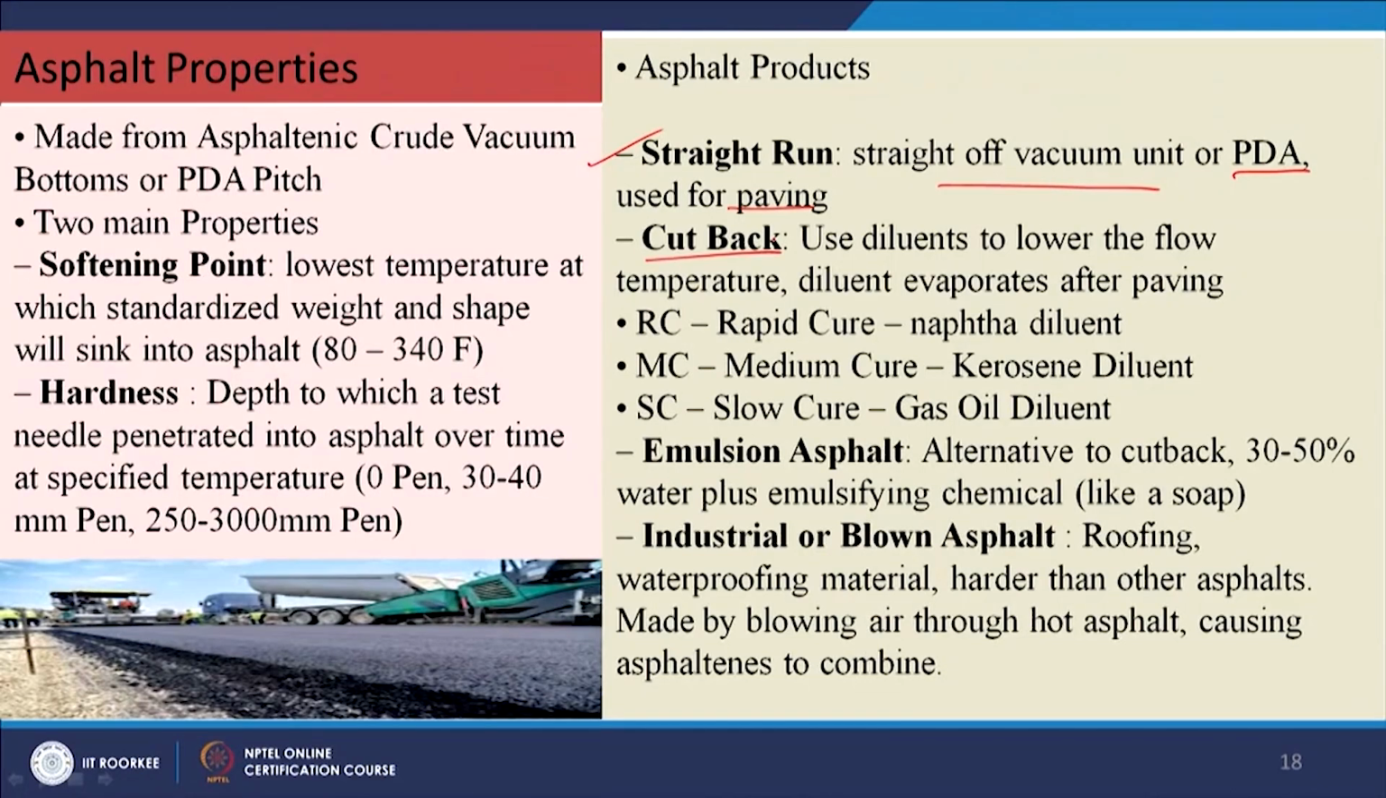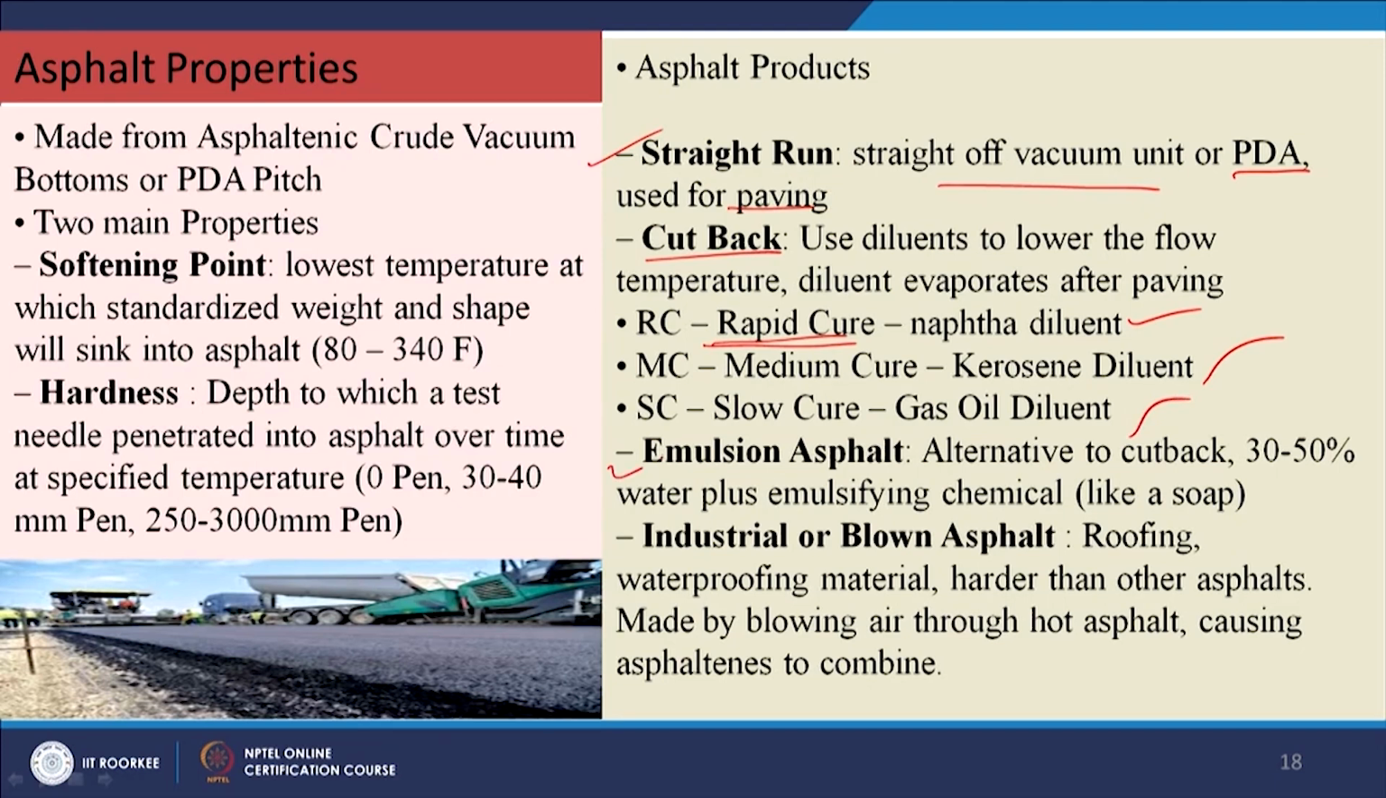So, that asphalt is called straight run asphalt. But cutback means we are using some solvent here. Rapid cure, RC, may use naphtha as diluent. If you use naphtha, then that is called rapid cure. We can use kerosene with the asphalt, that is called medium cure, and slow cure when gas oil is used.